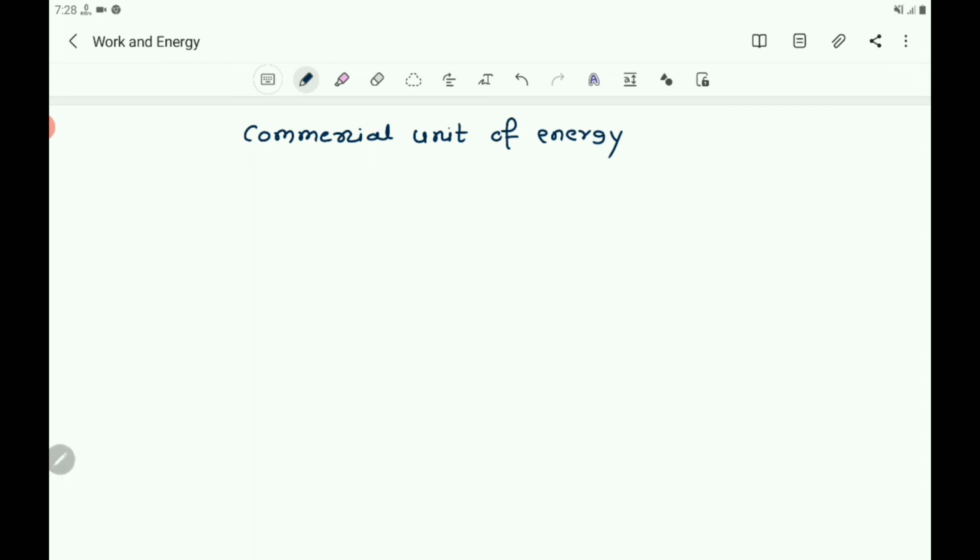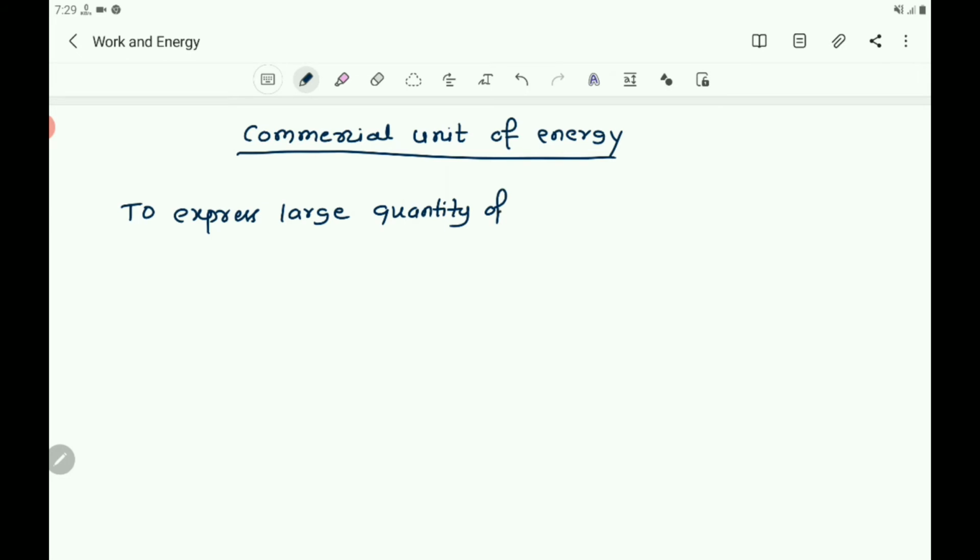So write, commercial unit of energy. The unit joule is too small to measure or to express a large quantity of energy, so we use a bigger unit called kWh, kilowatt hour.